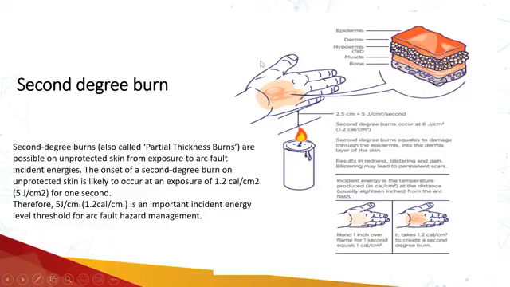But 70E says that you have to protect your employee against the second degree burn. So 1.2 cal per centimeter square is an important incident energy level threshold for arc flash hazard management. If you are developing an arc flash hazard management program in your organization, you have to develop it based on this level of exposure.